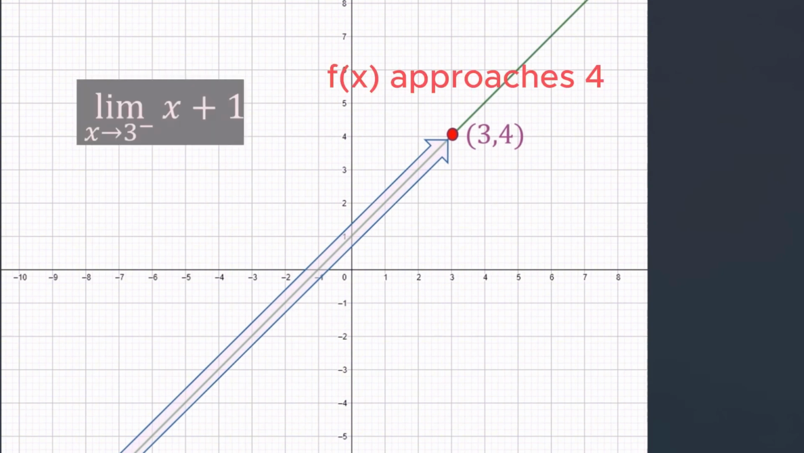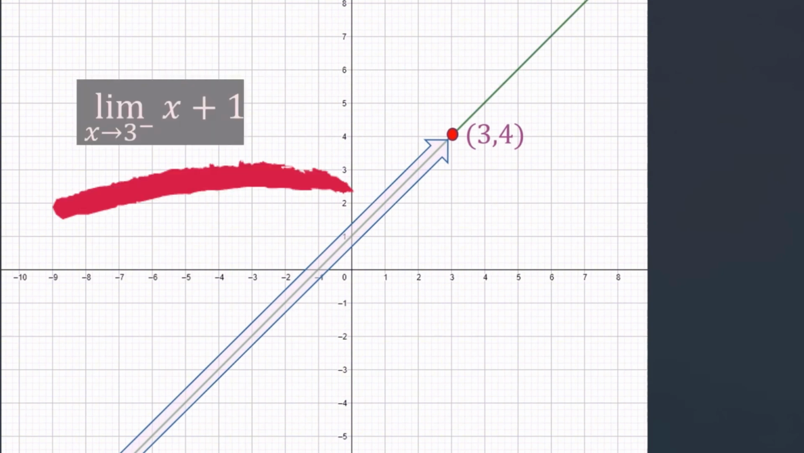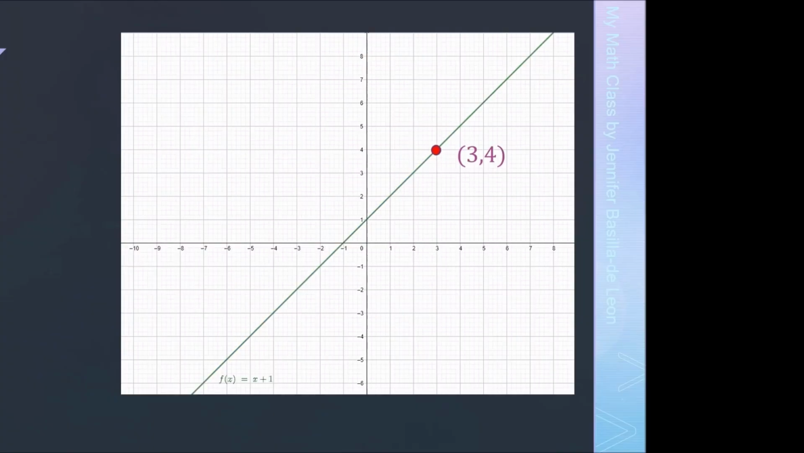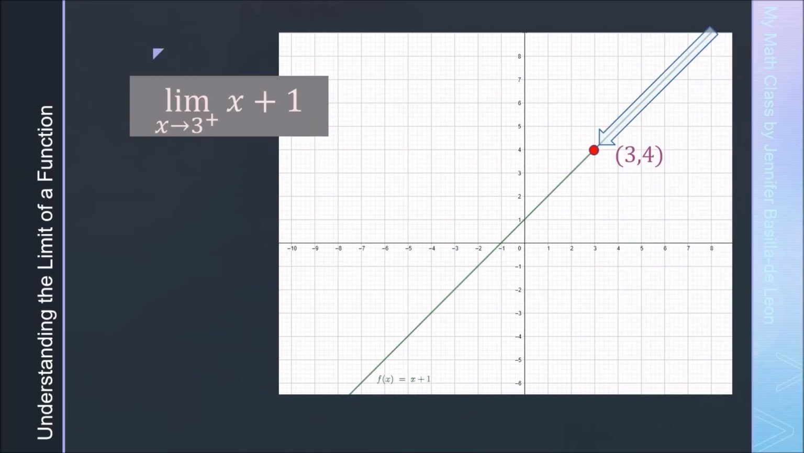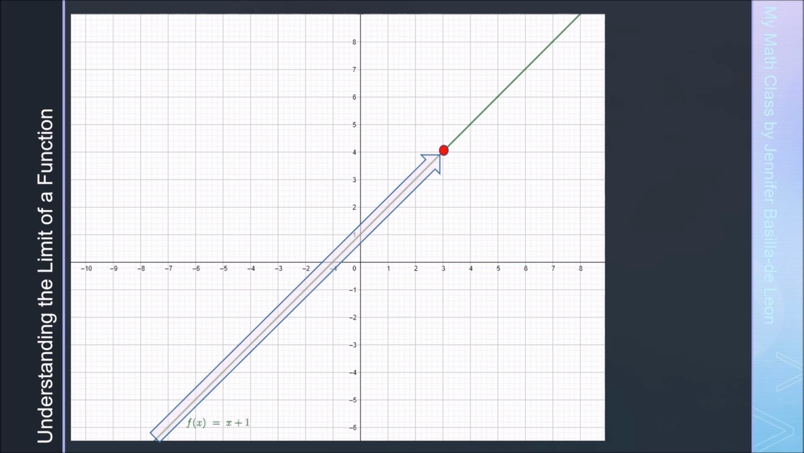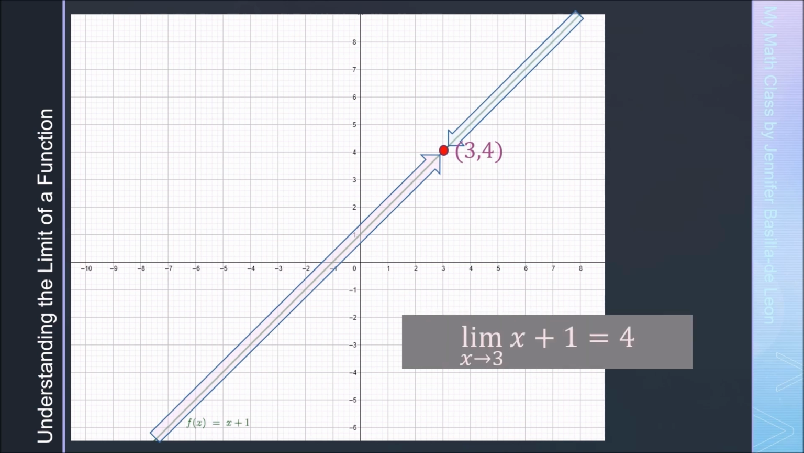In symbols, we have the limit of x plus 1 as x approaches 3 from the left is equal to 4. On the other hand, as x approaches 3 from the right, take note that the function approaches 4. In symbols, we have the limit of x plus 1 as x approaches 3 from the right is 4. Since the two sides of the function approach the same value as x approaches 3, we therefore conclude that the limit of x plus 1 as x approaches 3 is 4.